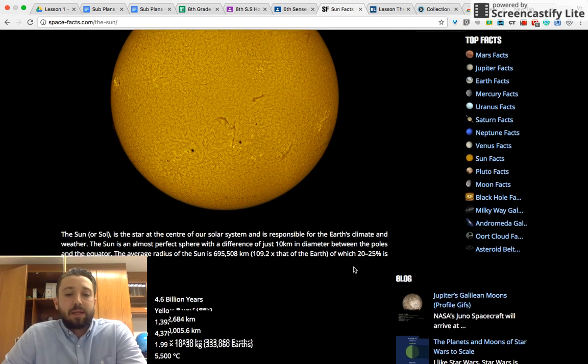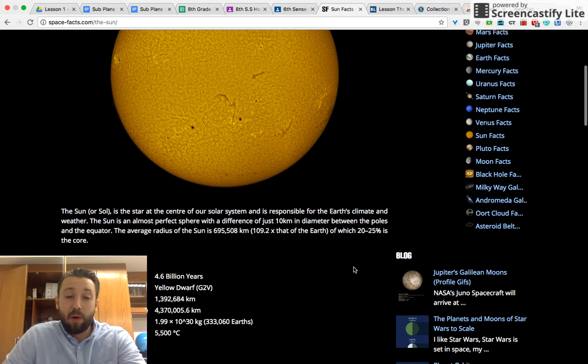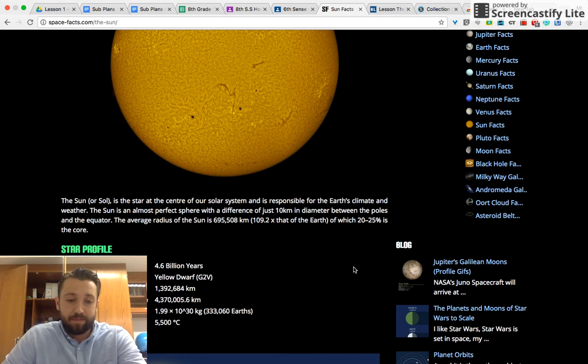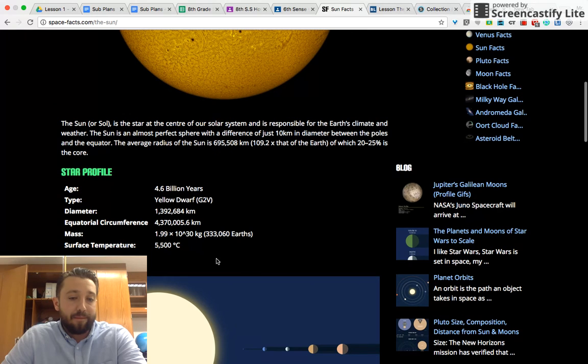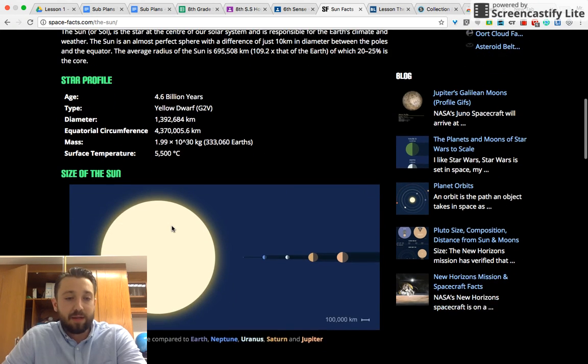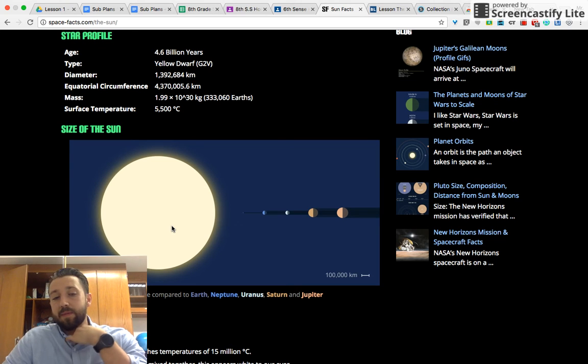It is a medium-sized star. However, it is our only star in the solar system. It's one of millions and billions in our galaxy, but for our solar system, it is the only one. So the sun can be really hot at 5,500 degrees Celsius, which is super hot. Notice the chart here. This is actual to scale, I guess you would say. There's the sun, Earth. Here's Jupiter. Jupiter is the biggest planet in our solar system. Look how much bigger the sun is than Jupiter.